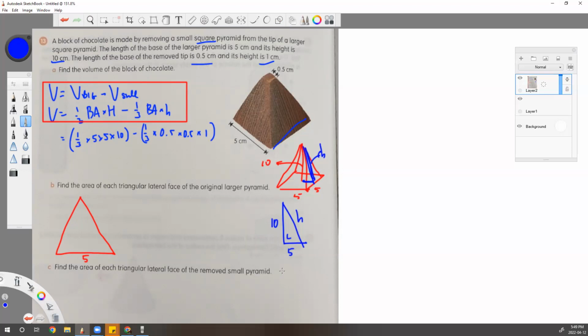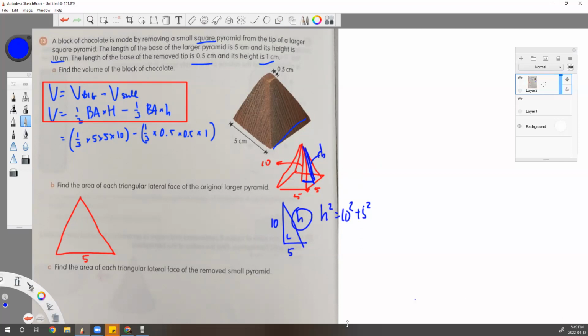Plus or minus? Oh wait, which one do we? Oh, we know the side. We are calculating the longest side. Plus or minus? Plus. Nice. So height square equals 10 square plus 5 square.